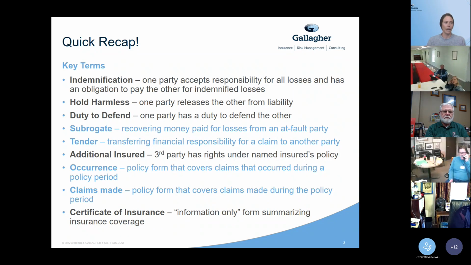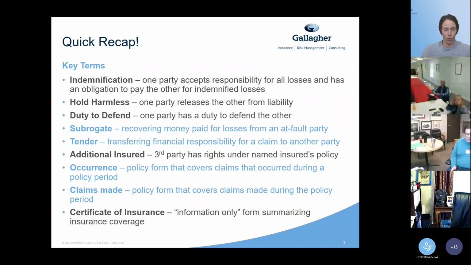So I did want to mention all three. Two other terms have to do with transferring claims to another party: tender and subrogate. Tender means you're going to transfer a claim to a person. Subrogate means that you are going to recover money you've already paid on a claim from a third party. Both have to do with transferring risk. It's just that one is transferring it on the front end, and the other is recovering those costs on the back end.